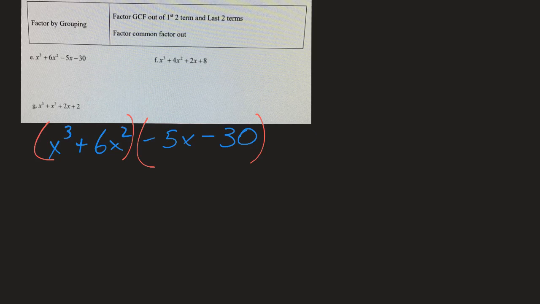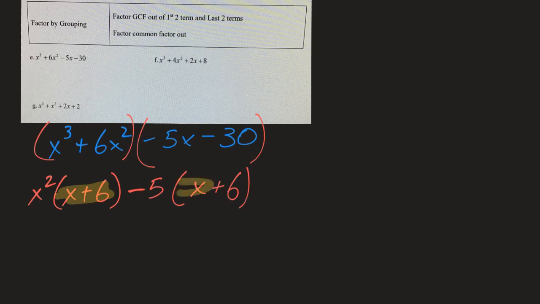And I'm going to look for GCFs. So the most common factor I can take out from the first one is going to be x squared. And I'm going to be left with x plus 6 after doing that. Now, whatever I remove from this second group, I also should end up with x plus 6. So I see that I can divide both numbers by 5, and I want them to be positive. So let's take out that negative 5, and I'm going to be left with x plus 6. Now note, these need to match. These two parentheses right here have to be matching. If they're not matching, this is not right.